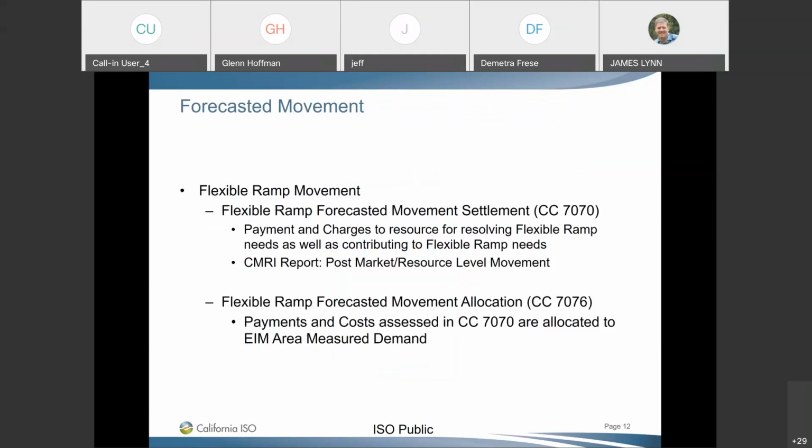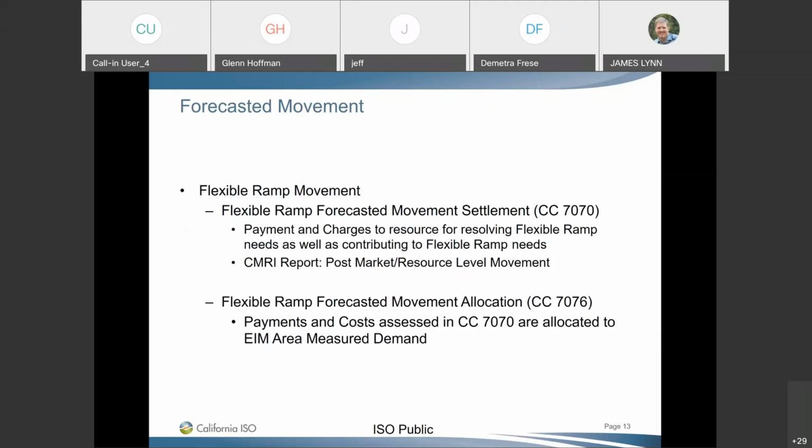So when we do that, we are determining what the price is. So flexible ramp up price is that opportunity cost between the marginal unit that provided flexible ramp and the marginal unit that provided energy, in essence. If you had a $35 bid and you're the marginal unit and the price was $42 in essence, then I have a $7 opportunity cost.